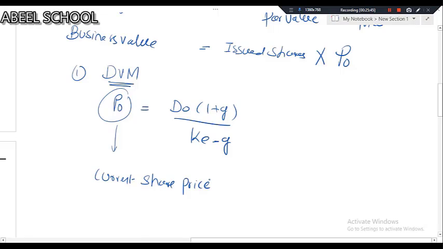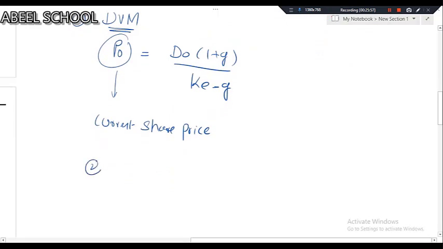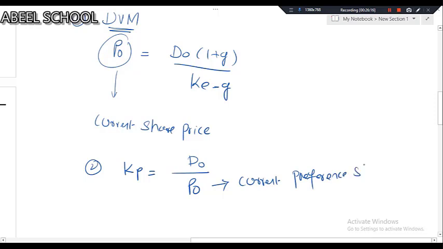It is the share price of ordinary shares. So this P naught is the current share price. Second, when we calculate cost of preference shares, KP is equal to D naught upon P naught. This P naught represents current preference share price.